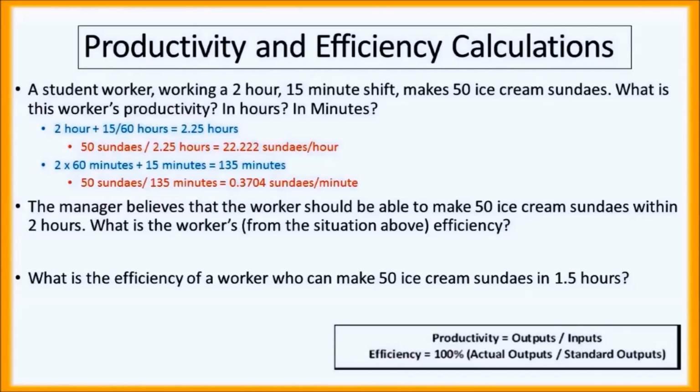Now, a different case is the next question that you see there, where they're asking what's the efficiency of a worker who makes 50 ice cream sundaes in 1.5 hours. That worker is faster than the manager believes that a worker should be able to work. And so their efficiency will be greater than 100% because they are able to produce at greater than the speed or greater than the performance that the manager believes is reasonable. So now let's take a look at our calculations and see if they match up.